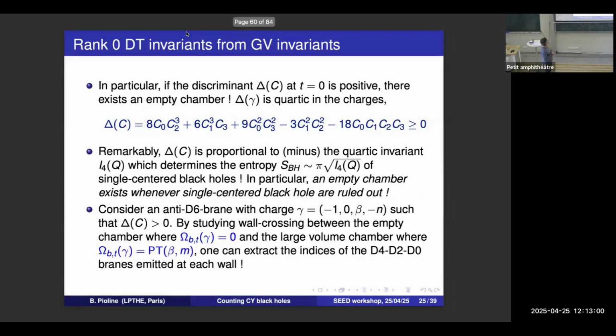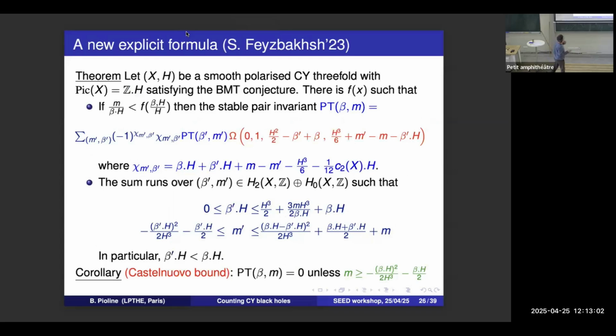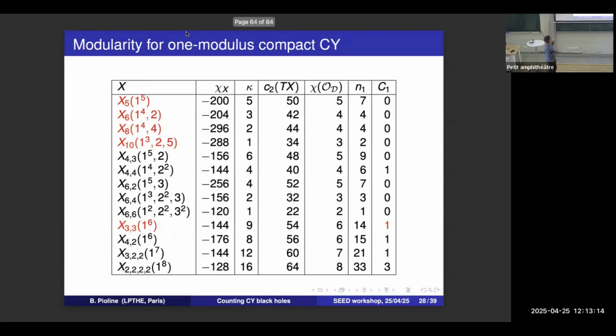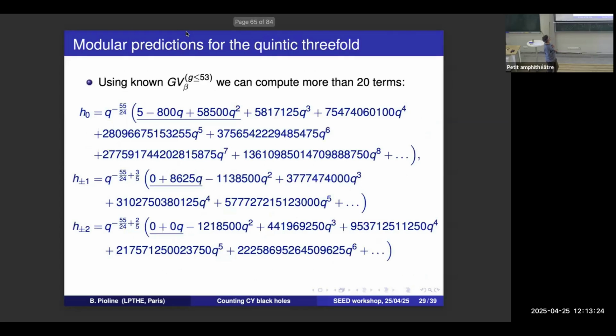So let me just say that by applying this strategy, we developed a theorem, an explicit formula for this PT invariant in terms of DT invariants. We could do such computations for a variety of one parameter models, which include the quintic, but also a few other ones. Basically, we compute the first few coefficients in this generating series and check them against modularity.